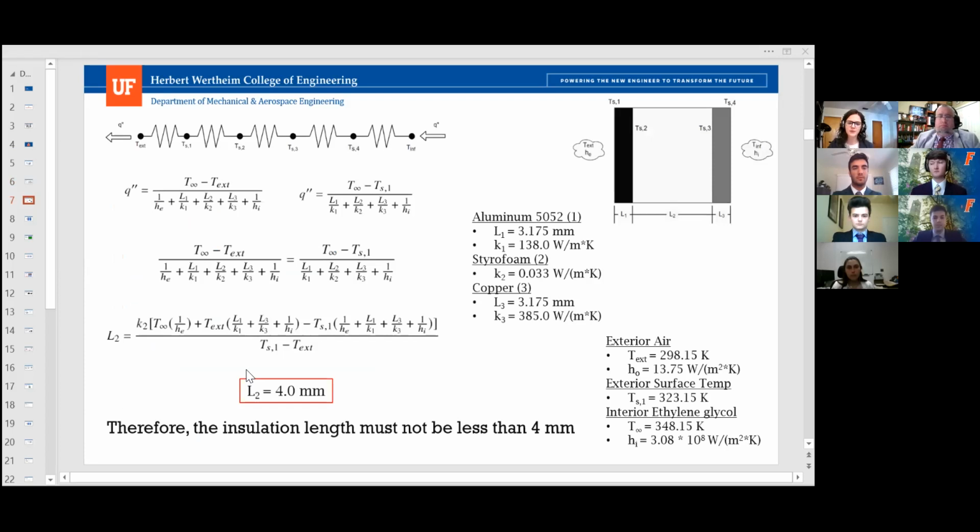To determine the minimum length of the insulation, a heat transfer calculation was performed, where 2 equations were created for the unknown heat flux across the surface. As the heat flux is constant through a surface, no matter what the materials the surface includes, these 2 equations were able to be set equal to each other, and the only unknown, L2, or the length of the styrofoam, was solved for and found to be 4 millimeters. It must be noted that the thickness of the styrofoam used in the design was larger than the found 4 millimeters to account for error, as well as screw heads extruding into the foam.